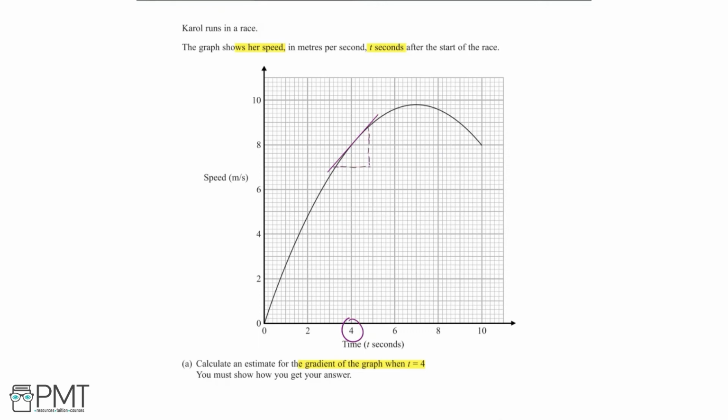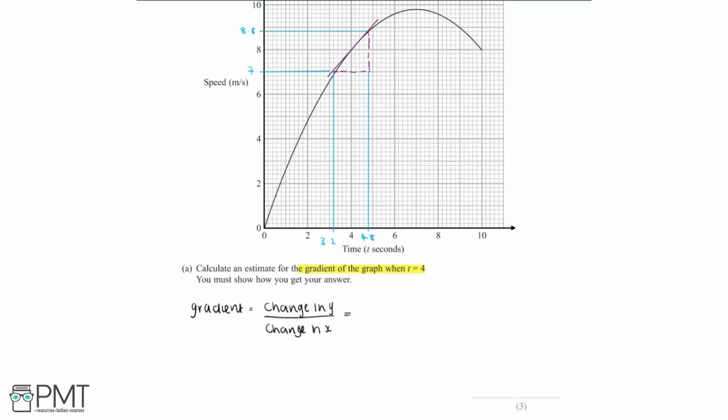Now that we've drawn our gradient triangle, let's take a look at the change in y and the change in x. So this point over here has a y value of 8.8, and this point over here has a y value of 7. Now for the x values, this point over here has an x value of 4.8, and this point has a value of 3.2.